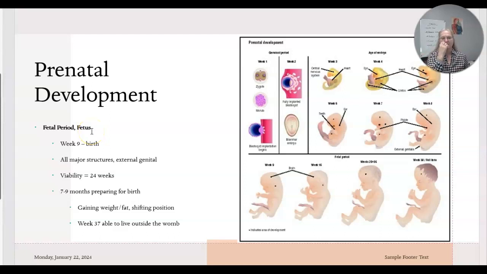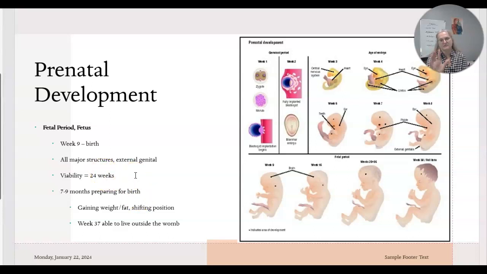So you move to fetal development, right? This is from about week 9 on to birth. You have all of the major structures. When you get to about week 24, this is considered the age of viability. The age of viability means that a person could potentially survive outside the womb at 24. However, as referenced in your textbook, this is a stage where practitioners, physicians, would be quite reluctant to resuscitate a baby if they haven't made it to 24 weeks.